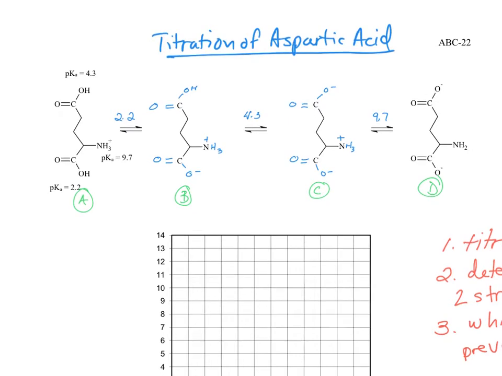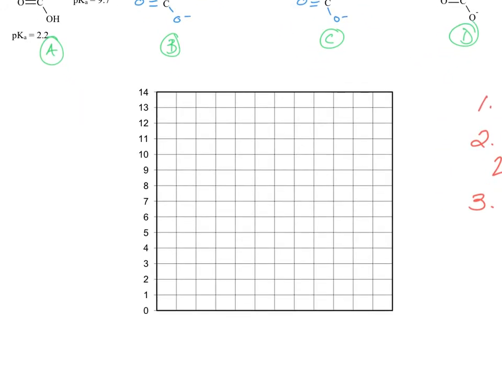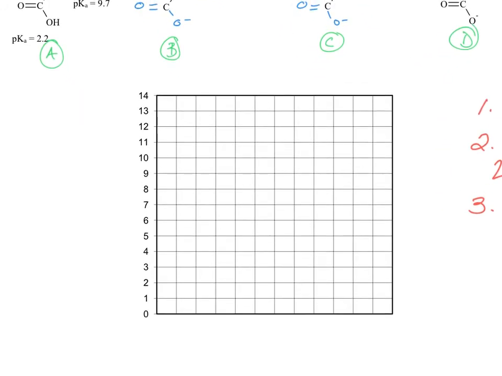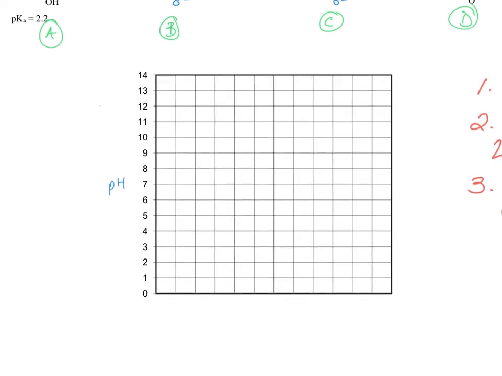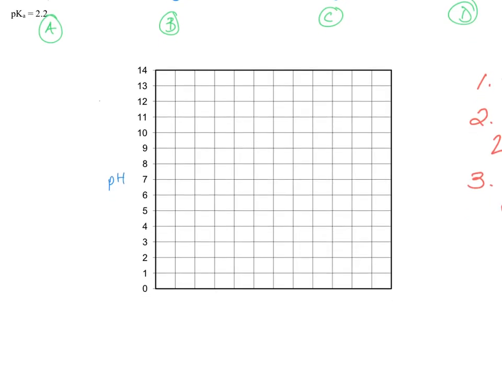Let's go ahead and move down and set this up. As always, we're going to plot out the pH on the y-axis, that's 0 to 14, and down here we'll have the sodium hydroxide equivalents. Now, we have three protons, that means we need three equivalents, and the way to handle that is to divvy this up into three parts.